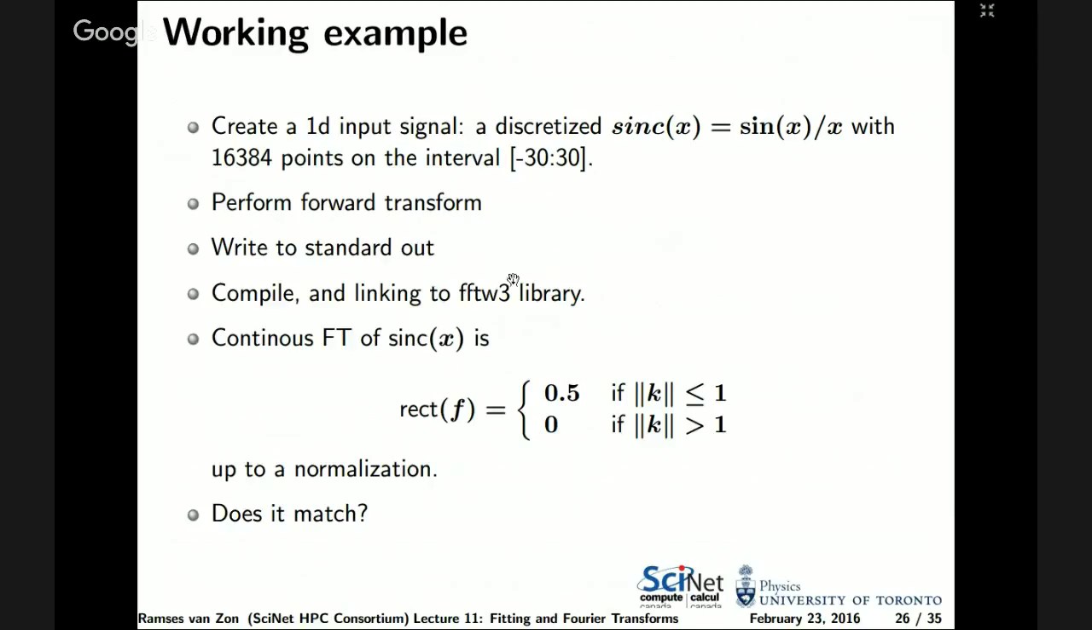Okay. I'm going to perform a forward transform, compile, link, and then I'm going to compare it with what the supposed outcome is. So if this is a non-discretized form, its Fourier transform is a rectangle. And rectangle in this case means it's a half between minus 1 and 1, and it's 0 outside of it. So it looks like a little bump. And so up to the normalization, which is this 1 over n effect, we're not going to be too concerned about that. We want to see if this matches.